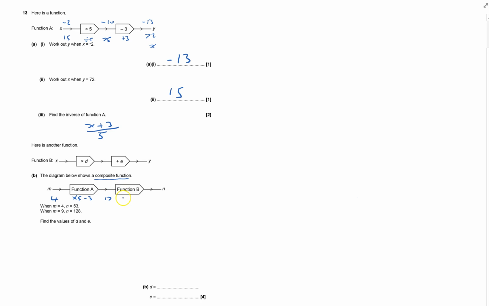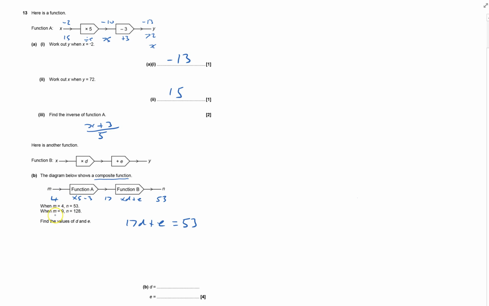And I put that into the second function, which is times by d plus e, and out comes n, in this case that's 53. So the first thing says 17 times d gives me 17d plus e equals 53.